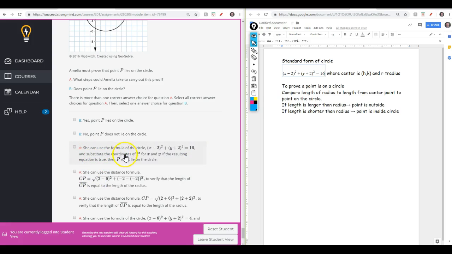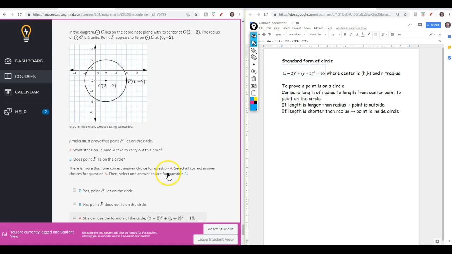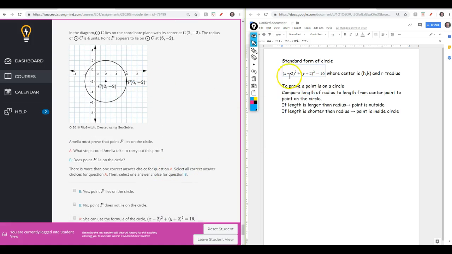And substituting the coordinates of P for x and y, if the resulting equation is true, then P must lie on the circle. So we could substitute the values of P. P's x coordinate is 6, so we substitute 6 for x, and the y coordinate, -2, for y. If this point does lie on the circle, this will come out to be 16.